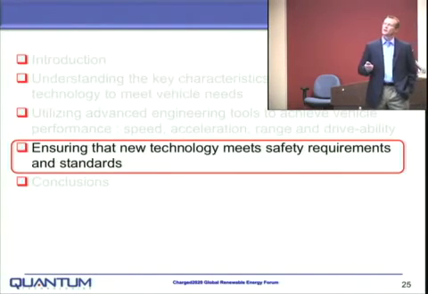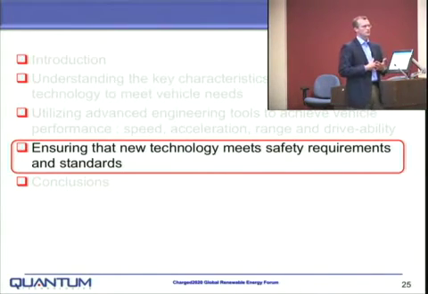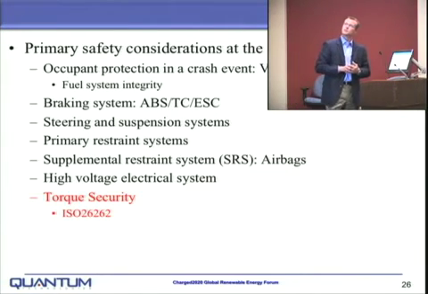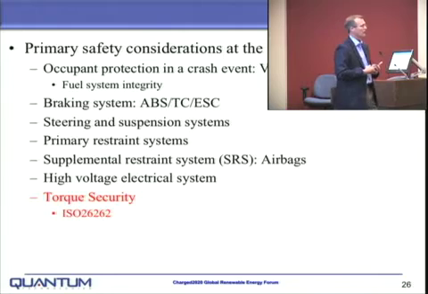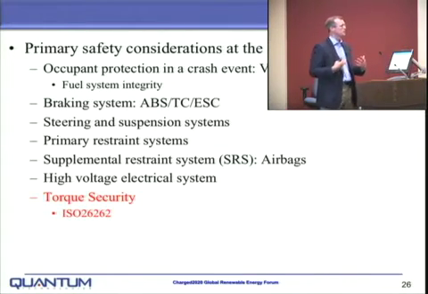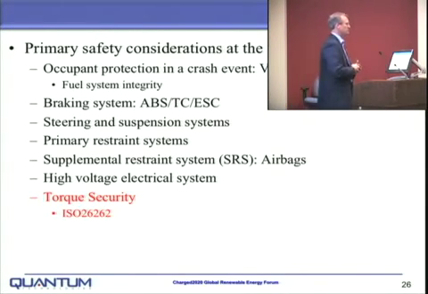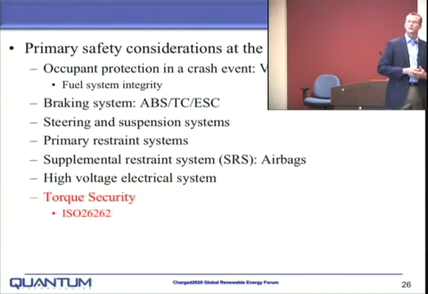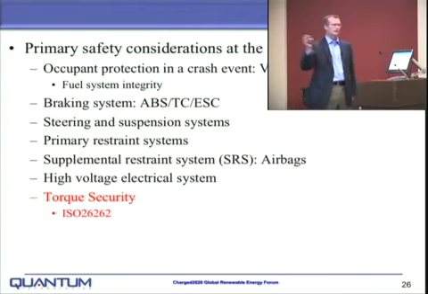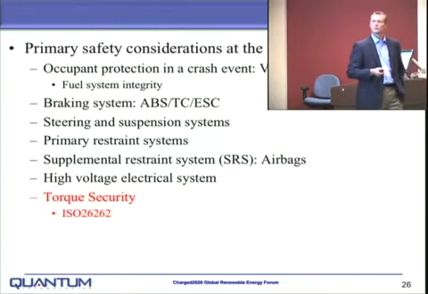Anyway. Okay, so the last topic I want to go through here is ensuring that new technology meets safety requirements and standards. And we've talked about a lot of things. Some of the primary safety considerations at the vehicle level are occupant protection for crash, braking systems, steering, suspension, chassis systems, your supplemental restraint systems, your airbags, etc. High voltage electrical systems: now with all the EVs and HEVs, they all have high voltage on them, so you have to be very concerned about that. I didn't put on here the battery management system. We talked about that yesterday, and I forget who showed the pictures of the laptops burning and all those sorts of things. Obviously, that's a big concern.